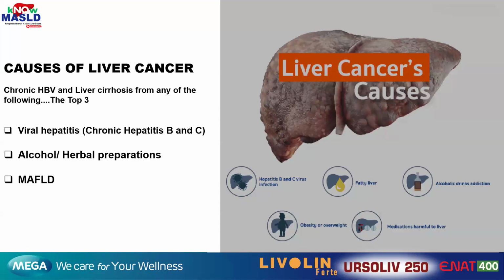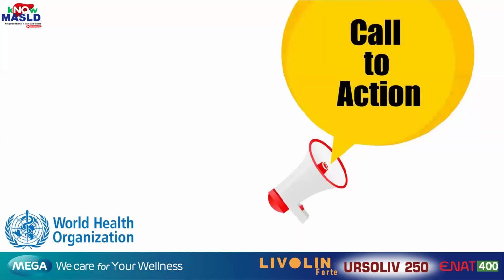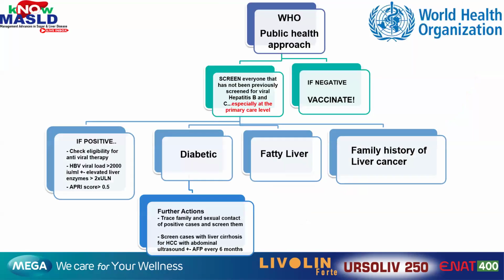So what's the call to action? What are we expected to do? Next slide. WHO recently has advocated a public health approach. What is a public health approach? It is advocating that the management of liver cancer, and indeed most of the liver disease, should be decentralized from the specialists. How many GI specialists do we have compared to the whole population in Nigeria? And so they deemed it wise that the best thing to do for the management of liver cancer, and indeed most of the chronic hepatitis, and especially hepatitis B, is to decentralize its treatment.